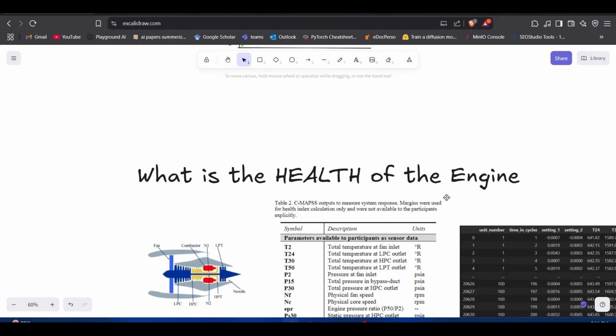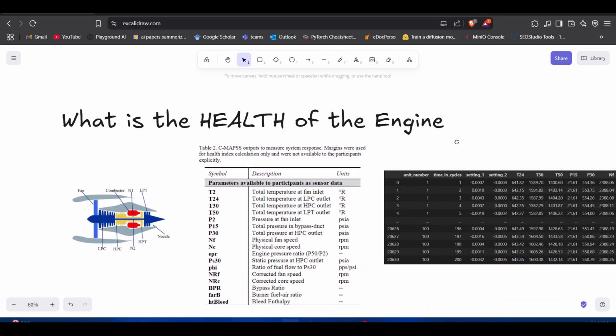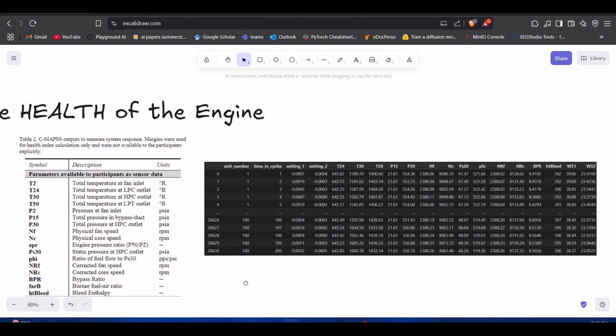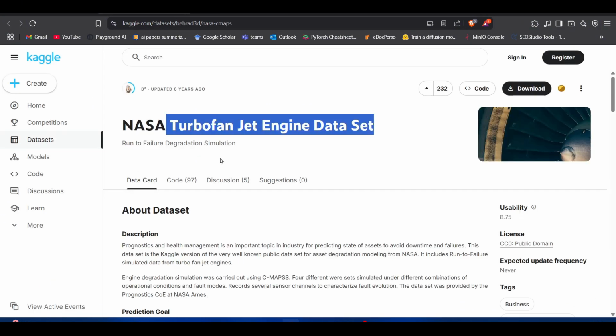But now let's understand a little bit what we are talking about when we say the health of the engine. Let's say this is our engine. We measure this health based on sensors, because the sensors are our window to look into the health of the engine. We have various sensors established in this engine: temperature sensors, pressure sensors, speed sensors. And how does it look in this data set?